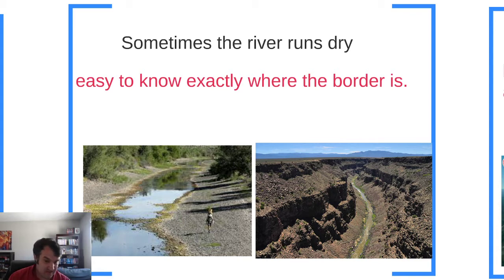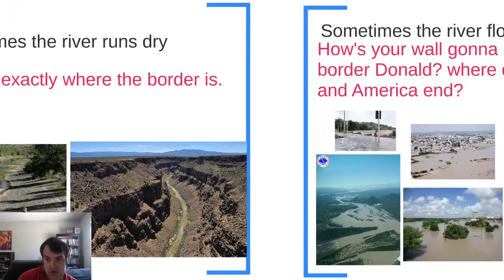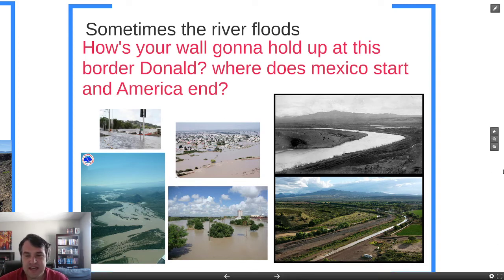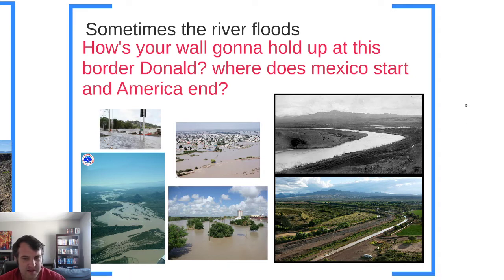Well, if the river changes, does the border also change? That's what I want to know. Also, other times the river floods, and if this river is flooding, it can destroy buildings around it. Like here's some damage, I think, to Corpus Christi. And how are you going to build a wall in the middle of a river that's constantly changing so much?